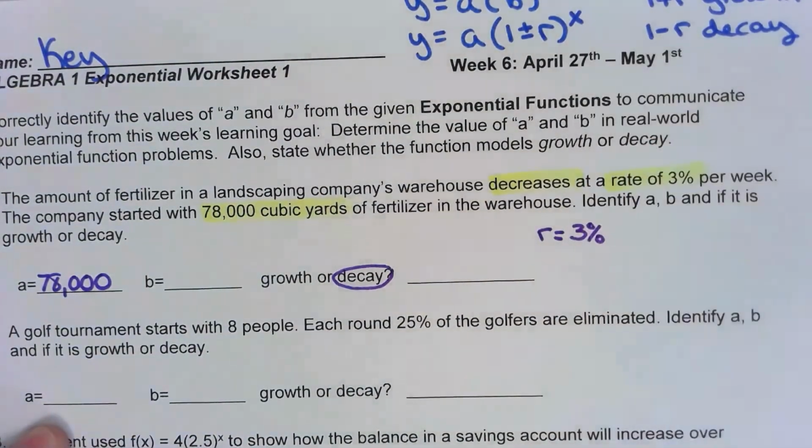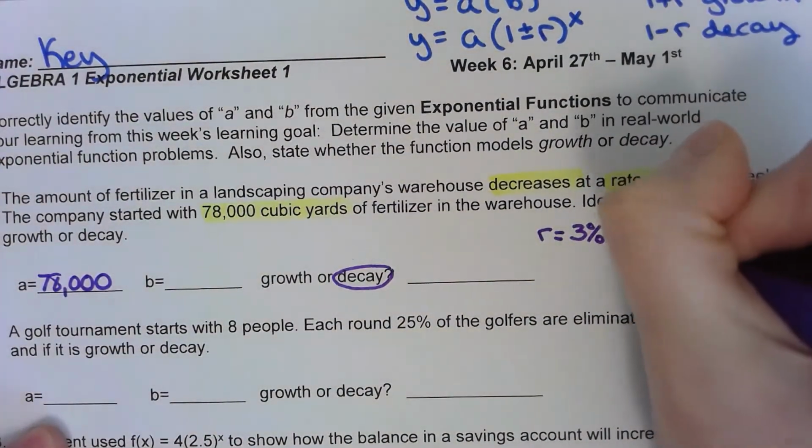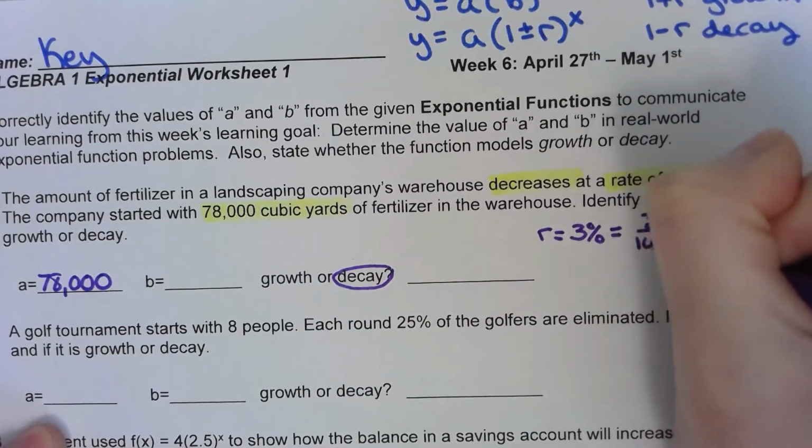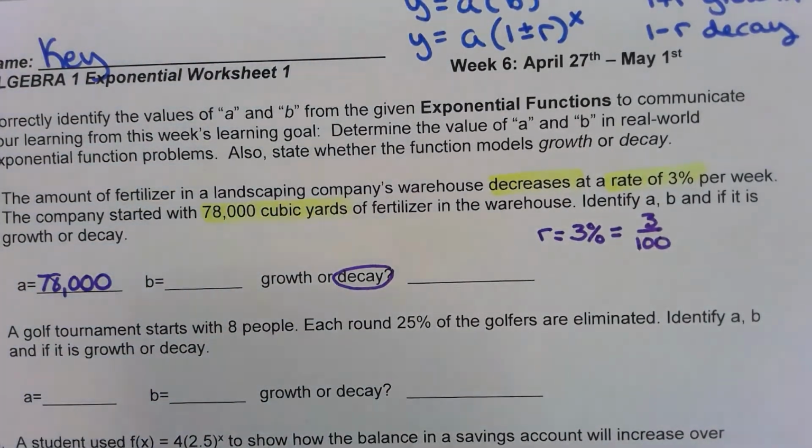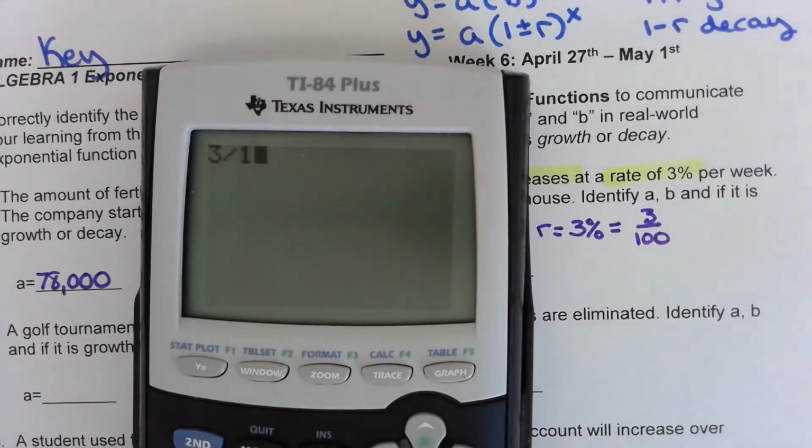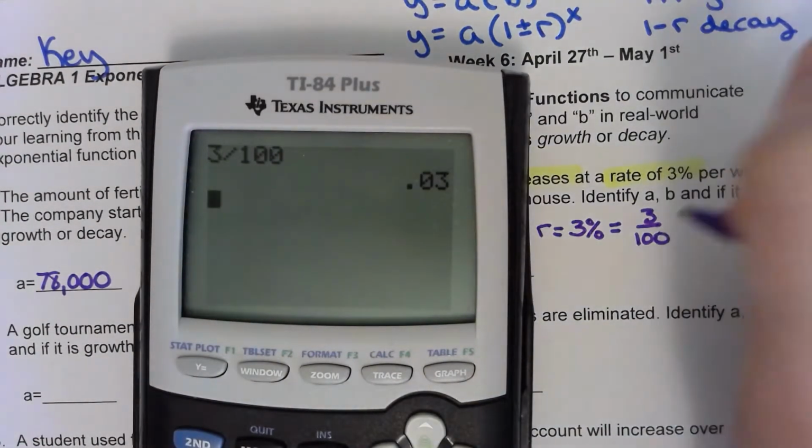But before you actually can use that R value, you've got to change it to a decimal. And the easiest way to do that is just to take that number and divide it by 100. So 3 divided by 100 gives me 0.03.